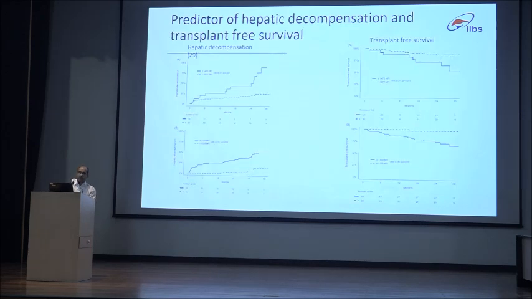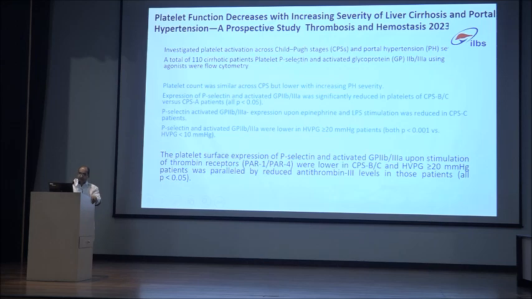And finally, they had to dichotomize the values of the markers, P-selectin and the glycoprotein. Based on the dichotomization, they could say that hepatic decompensation can be predicted by a lower level of platelet P-selectin and glycoprotein 2B3A. This is about hepatic decompensation, which appeared in 29 patients, and transplant-free survival was also predicted by that.